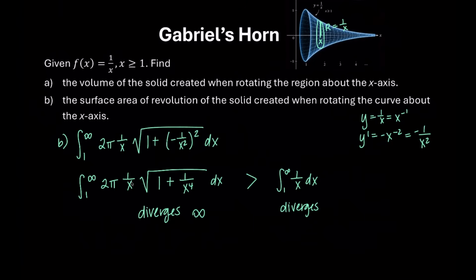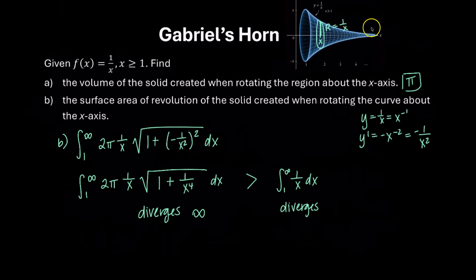So now, why is this an interesting problem? Well, in part A, we found that the volume was pi. So this Gabriel's horn has a finite volume. But in part B, we found that it has an infinite surface area. So this is called Gabriel's horn. It's a famous paradox. Sometimes it's also called the painter's paradox.